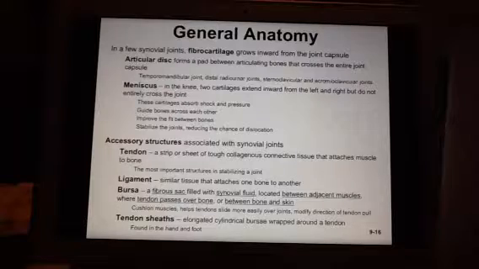You might find a bursa, which is a fibrous sac filled with synovial fluid. It's located between the adjacent muscles where the tendon passes over the bone or between the bone and the skin. And then sometimes we see tendon sheaths, which are long cylinder-like bursae that are wrapped around a tendon. And we see these in the hand and the foot.